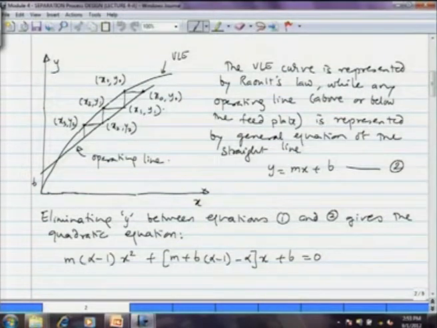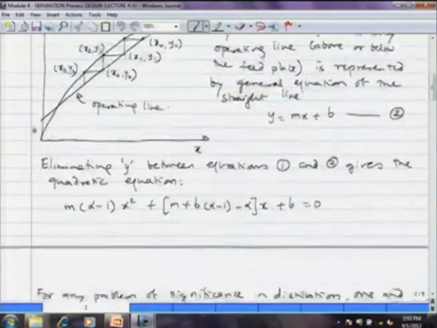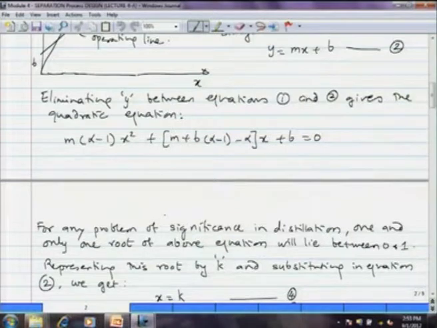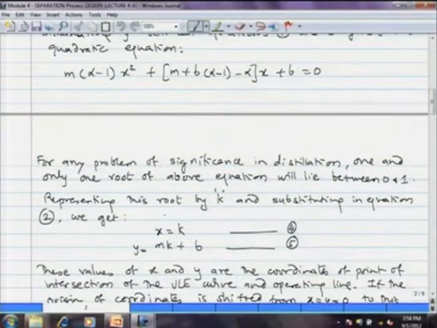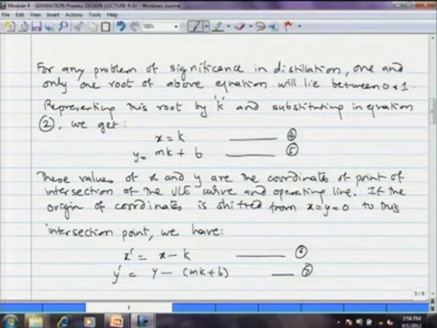Now, if we eliminate y between equation 1 and 2, equation 1 being the Raoult's law and equation 2 being the general equation of a line y equal to mx plus b, then you get a quadratic expression in x, that is m into alpha minus 1 in x square plus m plus b into alpha minus 1 minus alpha into x plus b equal to 0. Now, you can very easily work out this. So, I leave this as exercise. This is equation 3. Quadratic equation will yield two values of x.